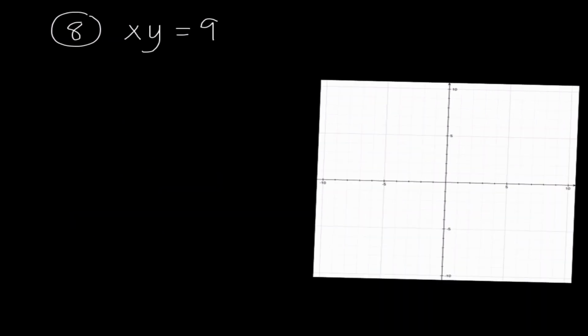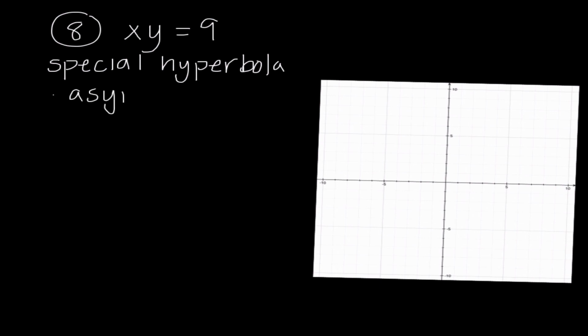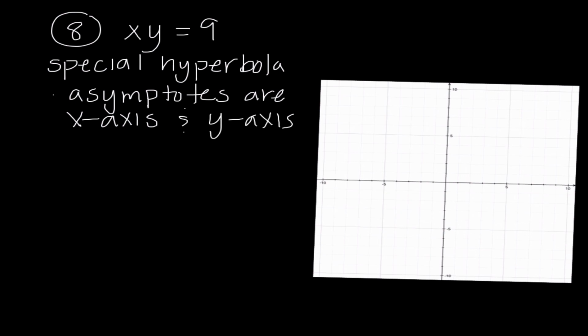And hooray, last but not least, we have number 8. And you guys are probably thinking, what the heck is going on here? This is what we call a special hyperbola. If I didn't know it was a hyperbola, there's really no way of seeing that because we don't have anything squared. But a special hyperbola is actually going to be easier to work with than our normal one. Our asymptotes are going to be the x-axis and the y-axis. So right away, I'm going to go ahead and graph those asymptotes.